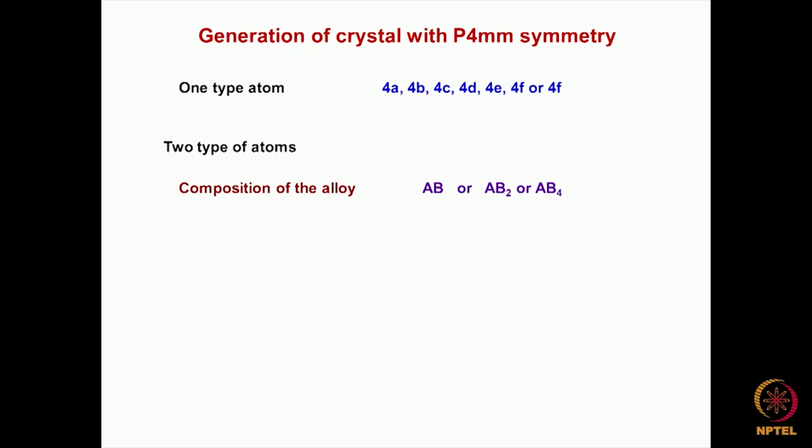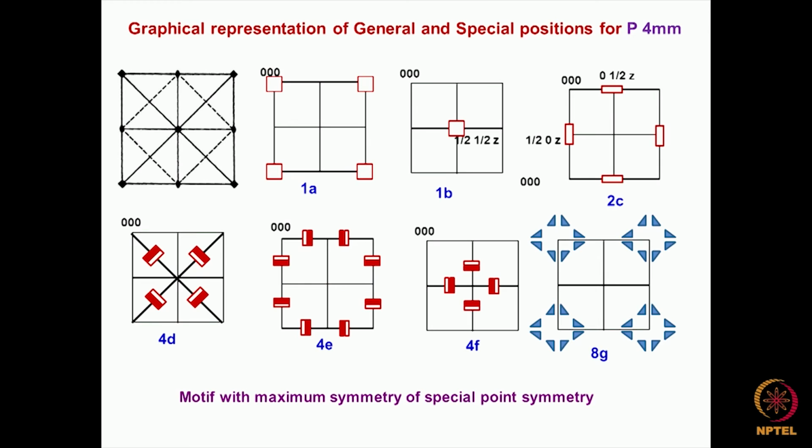Suppose it is AB2 stoichiometry, but still the symmetry has to be maintained as 4 mm. Then what is the option which we have now? The first atom could be placed in these positions, correct? The second atom could be placed in these positions. These are the only positions which are available.